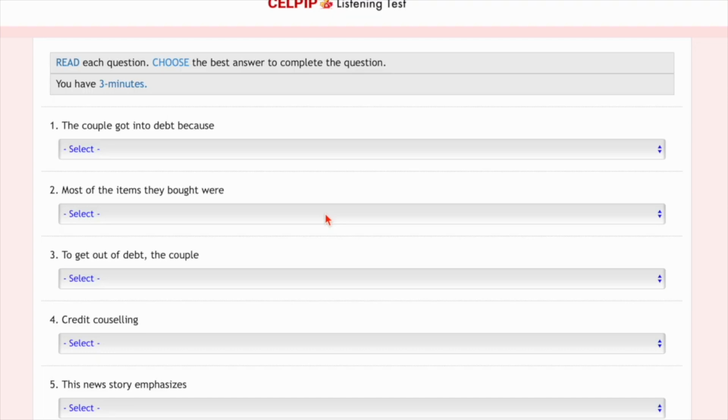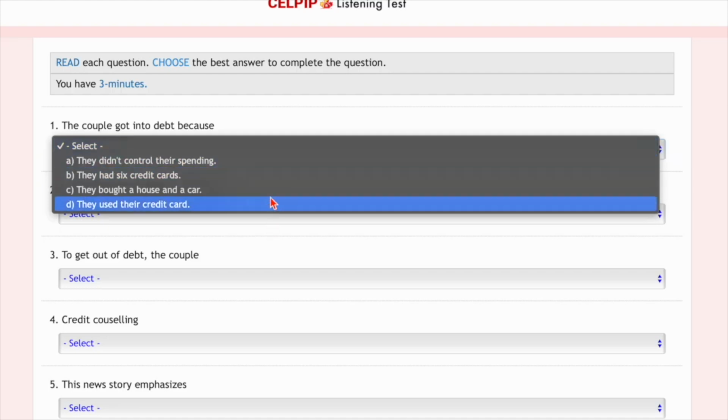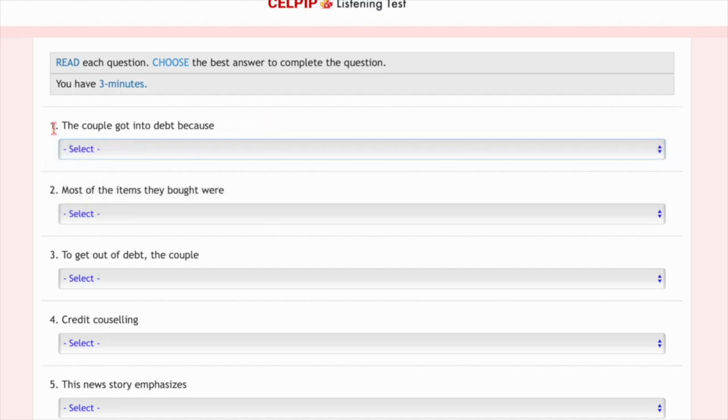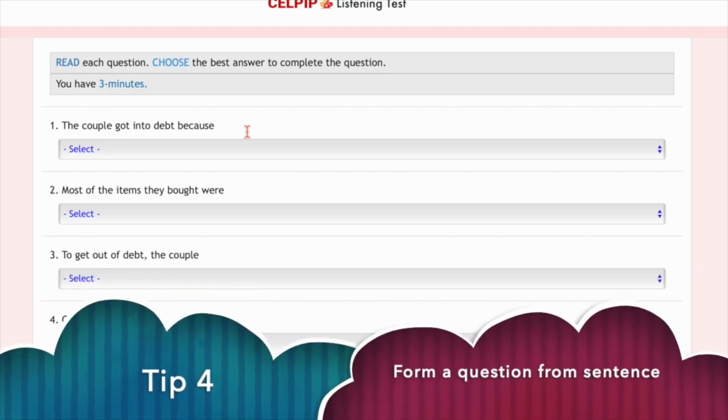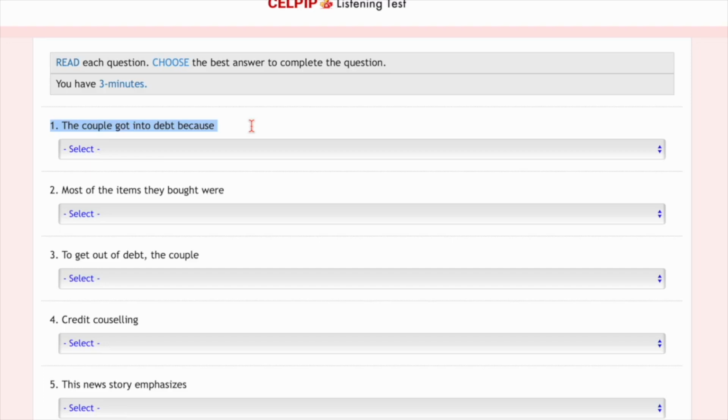Okay, the next part is about the answers. When we read the questions and choose the answers, it's usually sentence completion like this. The couple got into debt because... So let's try to ask a question. For example, why did the couple get into debt? Why?